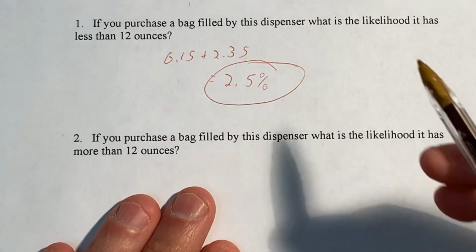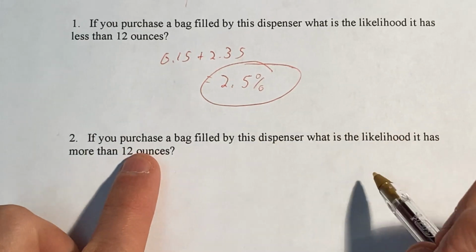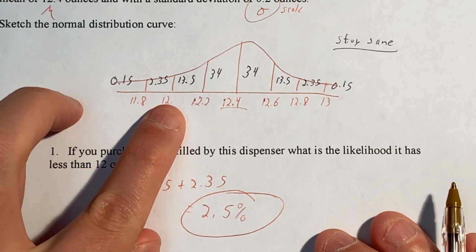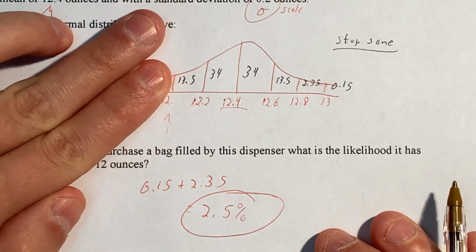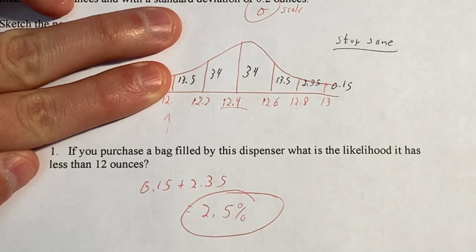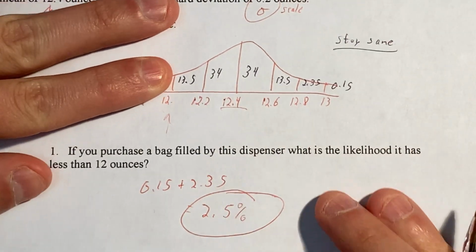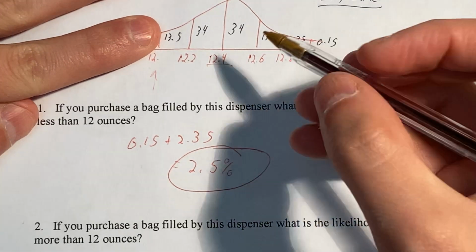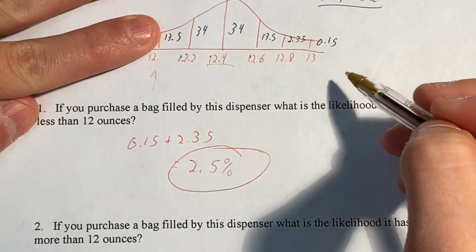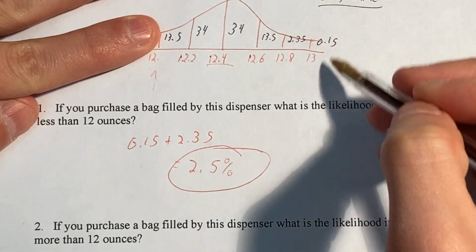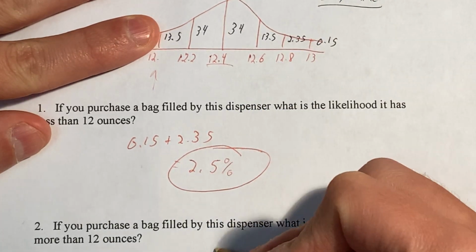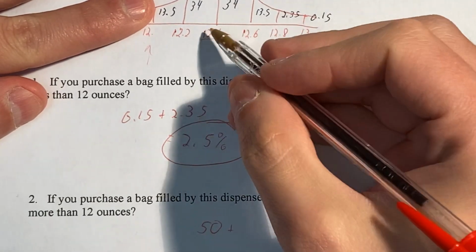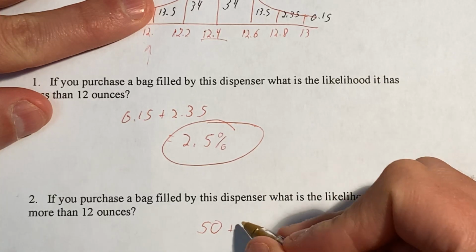For the next one, because yes, we're done. If you purchase a bag from the dispensers, what is the likelihood that it is more than 12? Well, you go here, if this is 12, you want more than 12. So you would add these numbers up: 13.5 plus 34, etc. I'm going to cheat because this is half of the data, and if this is half the data, that's 50% of the data. So I'm just going to start with the number 50 there. So this is 50, and then plus 34 plus 13.5.